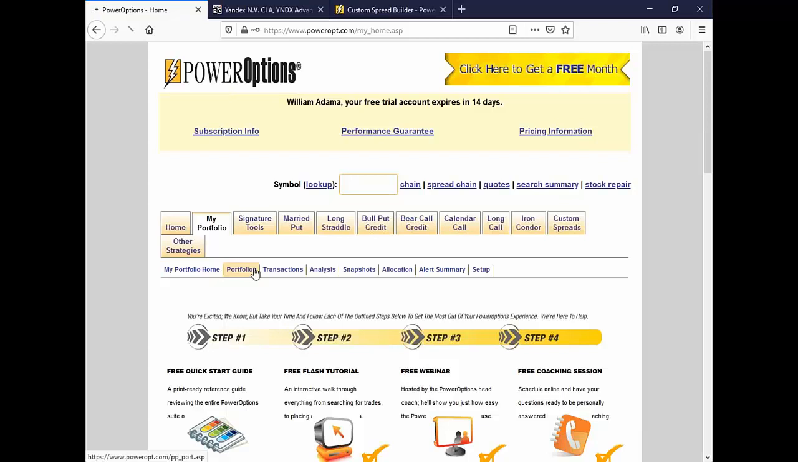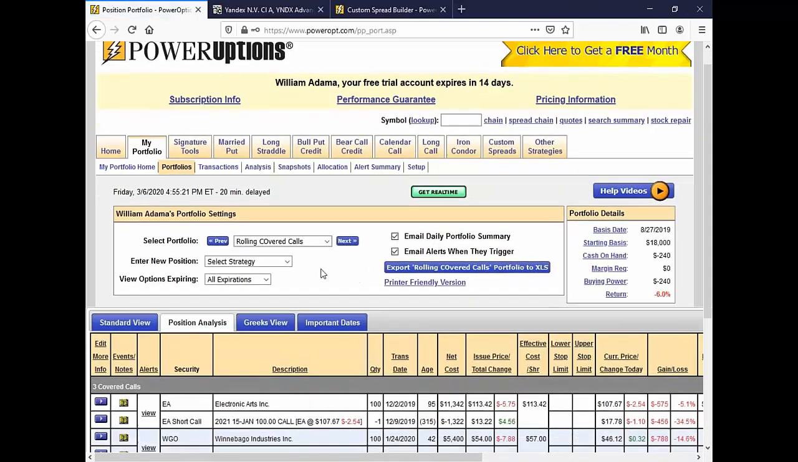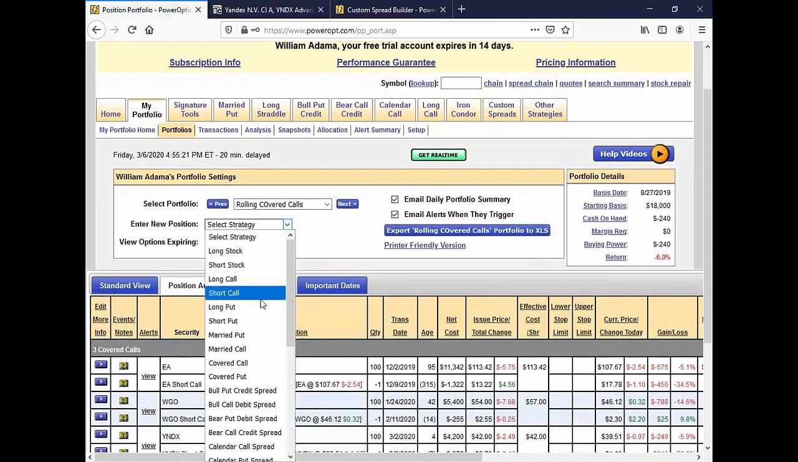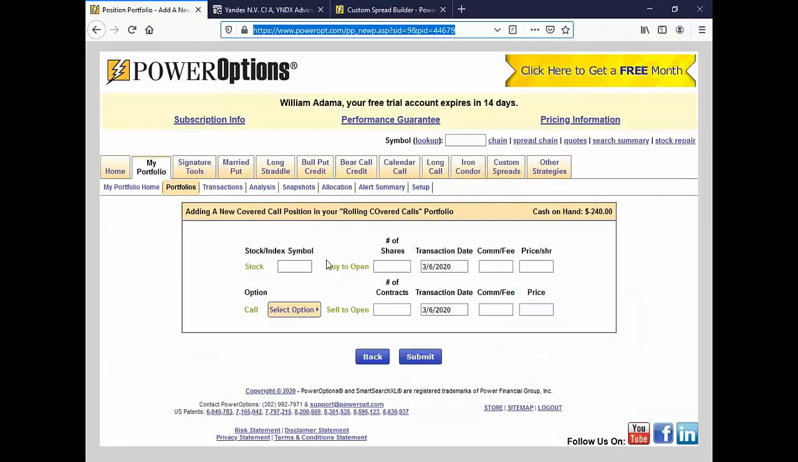Let's get back to our portfolio there, Maurice, and let's go to our rolling covered calls portfolio just to keep things in the same session. We have a covered call position. Let's select that from our enter new position. We have ENPH. Sorry, folks. Let's try that again without hitting control. ENPH. Shares are relevant, but we'll just put in 100 shares.